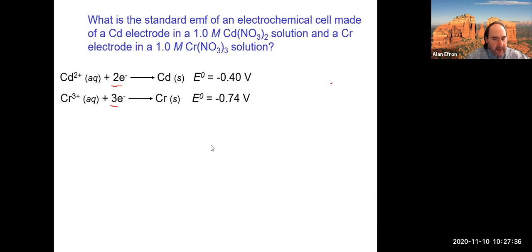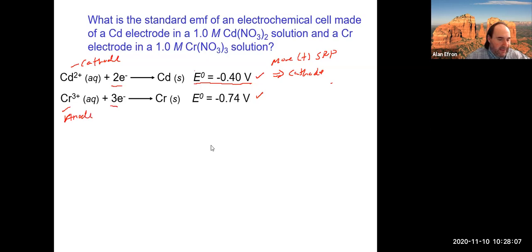So we want to determine which one is our cathode, which one is our anode. So we do want to compare both of these values here. And in this particular case, the cadmium is a more positive value. So the more positive SRP, when you're not given any information about the reaction, will most likely be your cathode. So what we could determine from this is our cadmium would be our cathode, and this reaction here would be our anode by default.